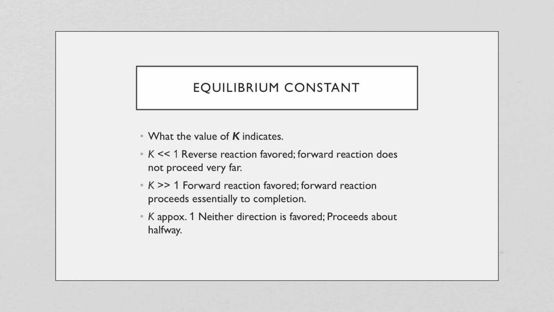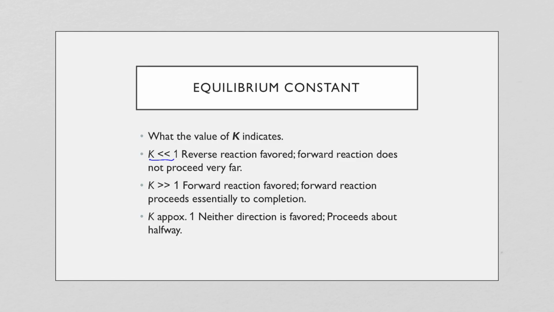Now to reiterate, what does that value indicate? If the equilibrium constant is much less than 1, a tiny number, then the reverse reaction is favored, and we end up with what we consider a reactant favored equilibrium. So a small equilibrium constant indicates reactant favored. A large equilibrium constant, much greater than 1, means the forward reaction, and we're going to end up with a lot of product, a product favored reaction.